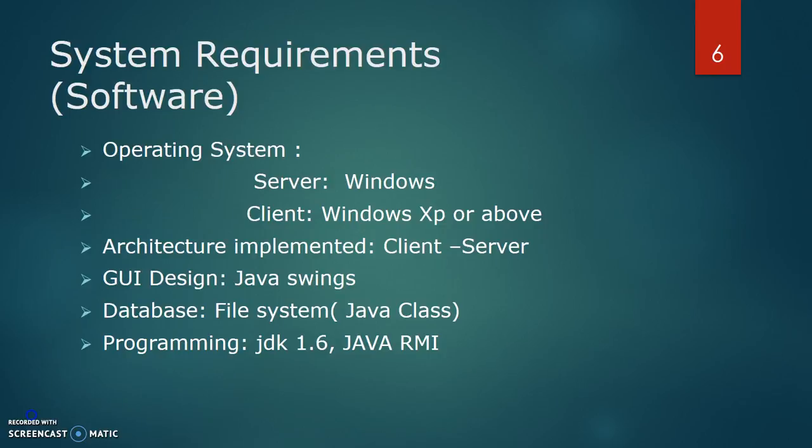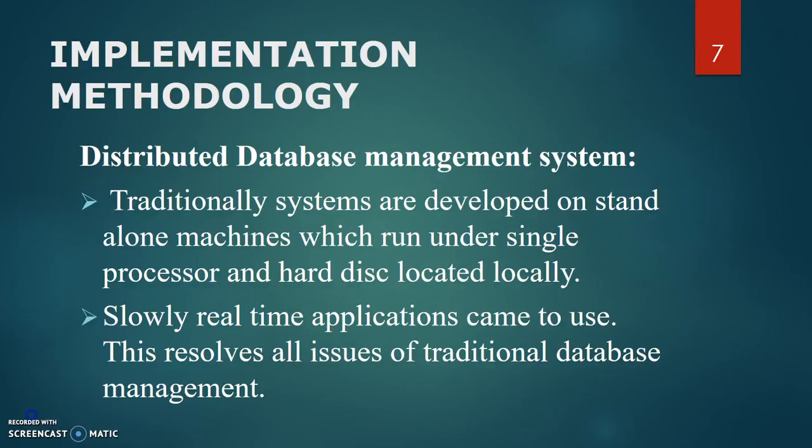Coming to the software requirements, Windows XP or above is enough for server and client versions, and this application can also be run on Unix and Linux. Client-server architecture is implemented in this application. By using Java Swing, the graphical user interface is designed. A Java class file system database is used by this application. To run the program, we used Java JDK 1.6 and Java RMI. The rest of our presentation is explained by Niharika.